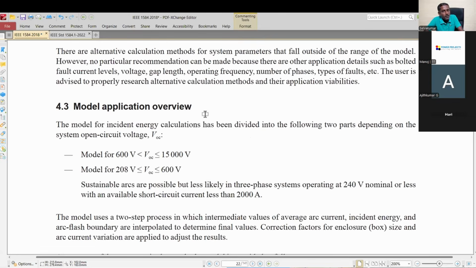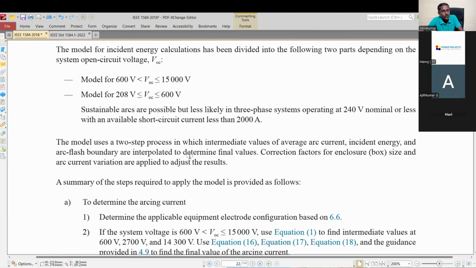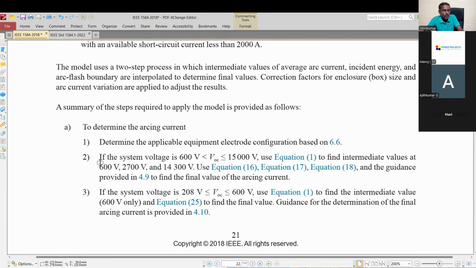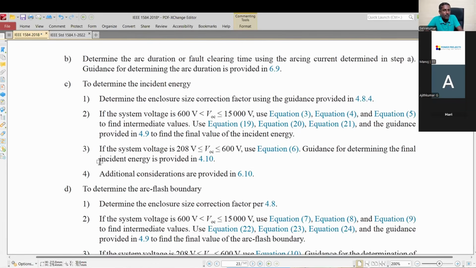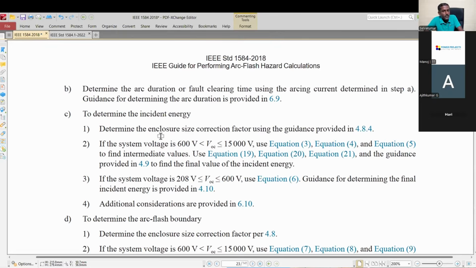So this model has been divided into 2 parts, right? 600 volt to 15 kV, and 208 volt to 600 volt. So what are the steps involved? A summary of the steps involved.